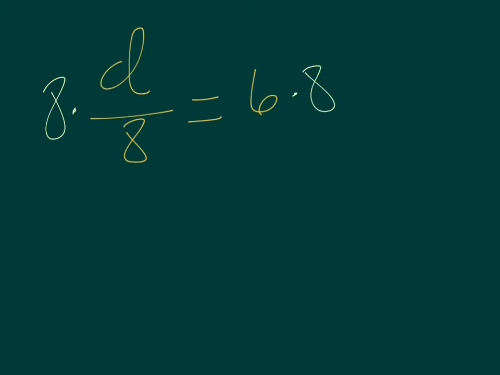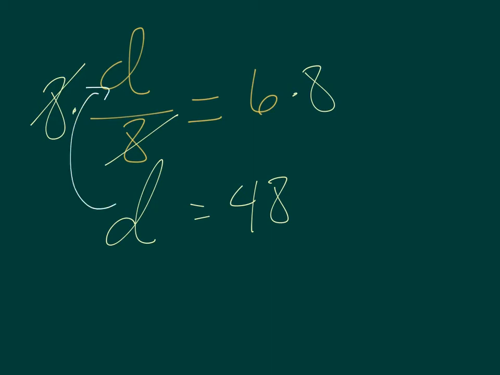Now remember, when you multiply in a division, they both cancel out. So that leaves D, and 6 times 8 is 48. You also want to go back and double check. So since D is 48, we're going to plug it back in. So 48 divided by 8 is equal to 6. And that does check out: 6 equals 6.